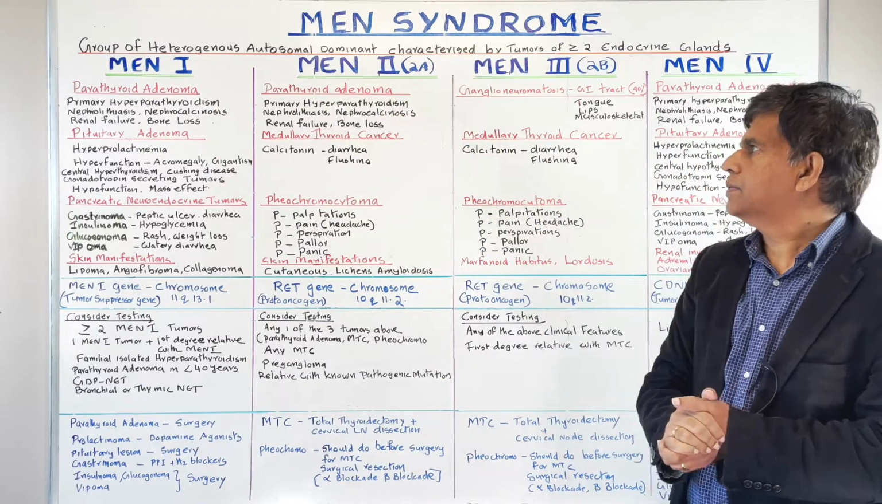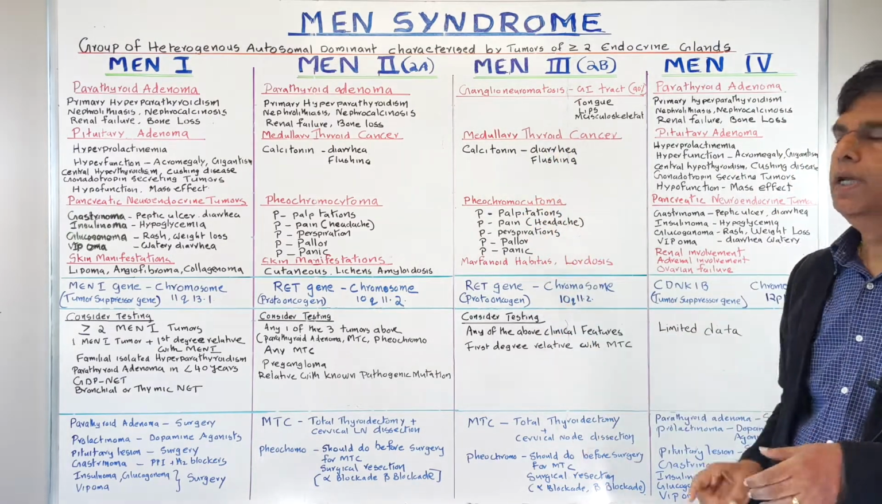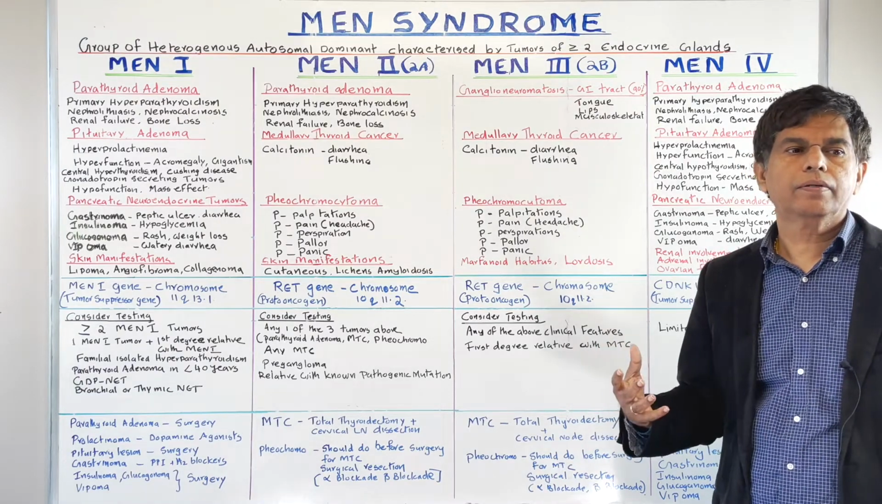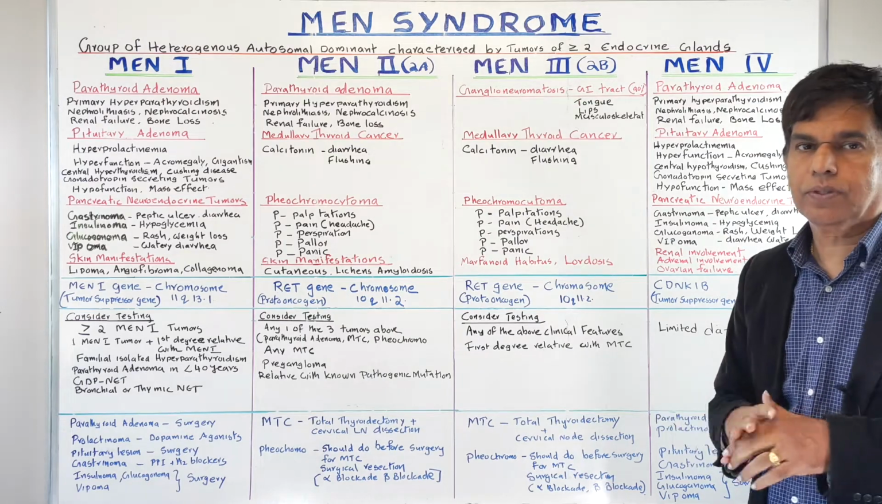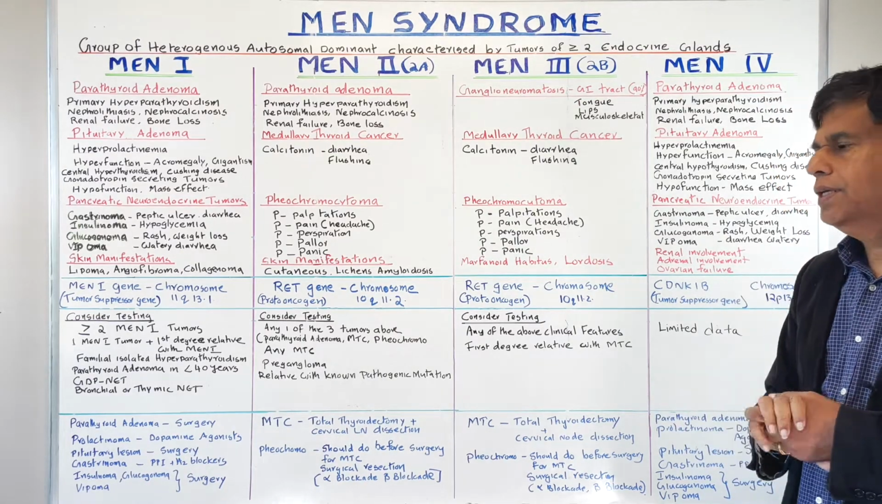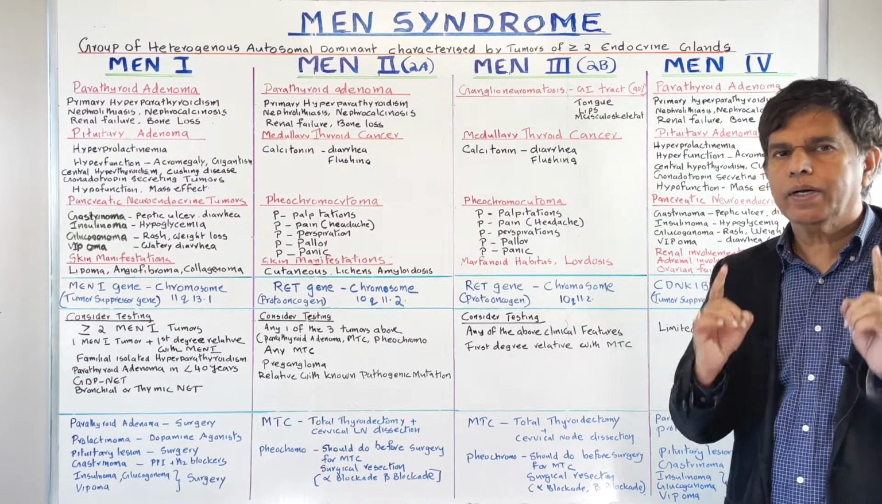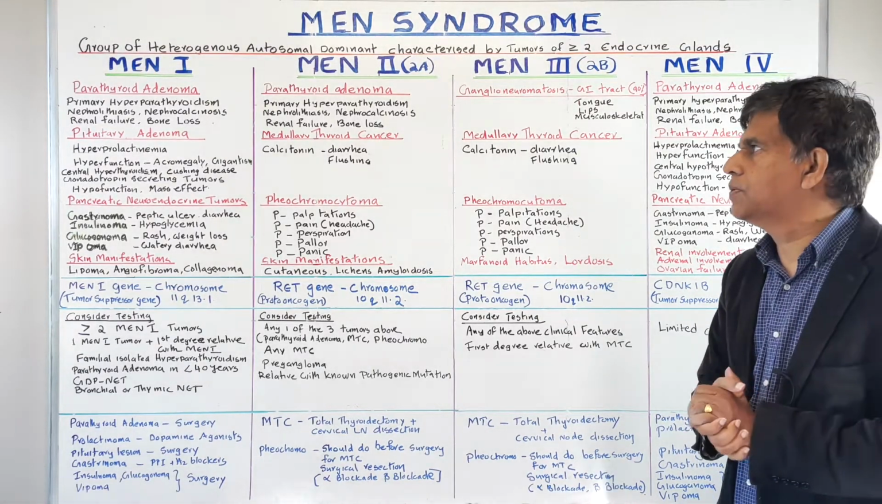Now just look at MEN 1. We'll start with MEN 1 first. The first thing we need to know is the prevalence of MEN 1. What is the MEN 1 prevalence? 1 in 30,000. I wouldn't say it's uncommon. So MEN 1 has a prevalence of 1 in 30,000. What is the involvement? There are three major ones we have to know.